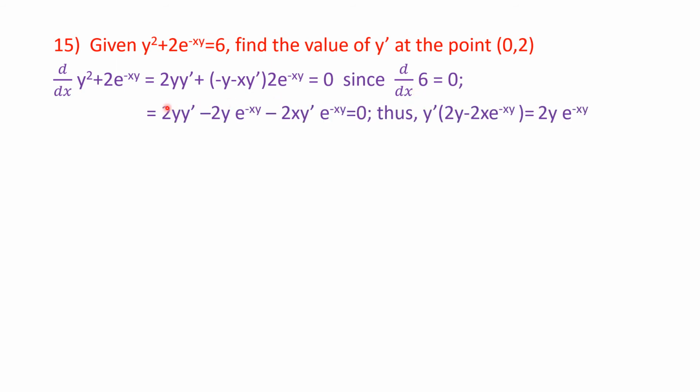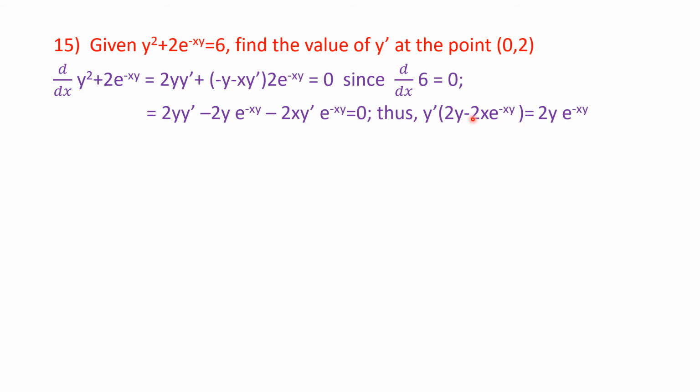Now we have to recollect the terms. Over here, we'll keep the same first term, and then we take 2e to the x, e to the negative xy, we take it inside the bracket, and it will give us these two terms, and this is equal to 0. Thus, we can solve for y prime, but before we have to take y prime as a common factor, and that's going to give us this as the coefficient, and this equal to 2y e to the negative xy.